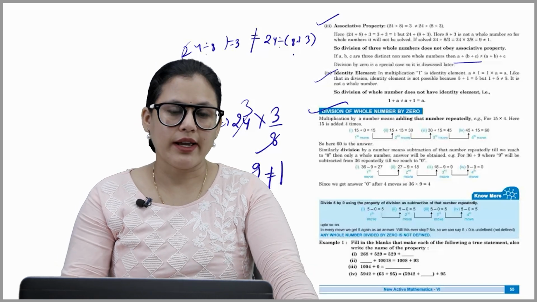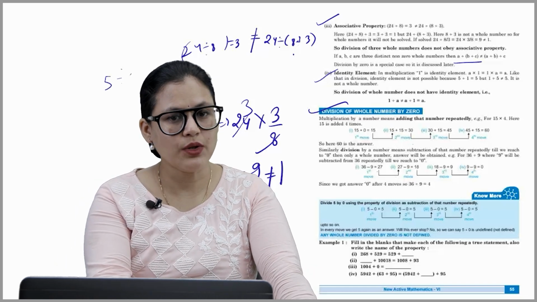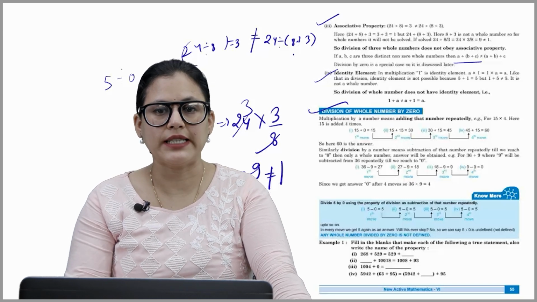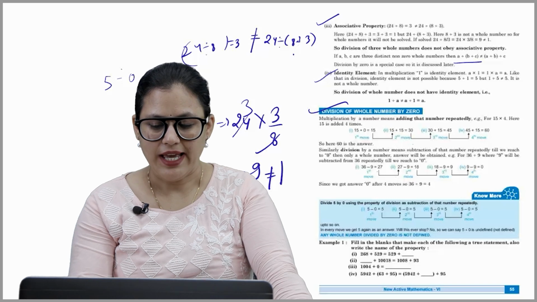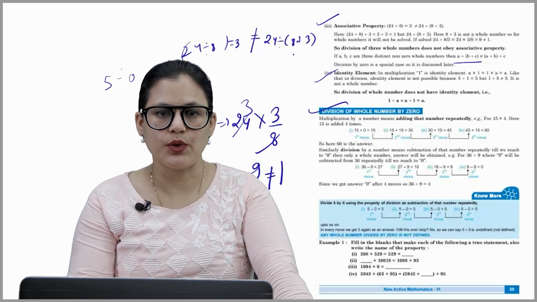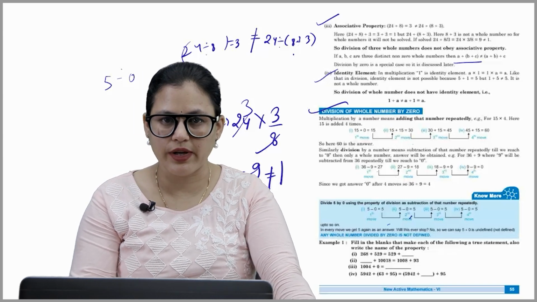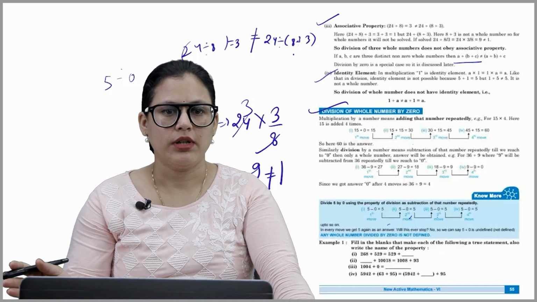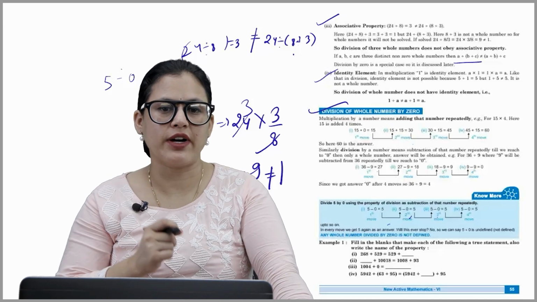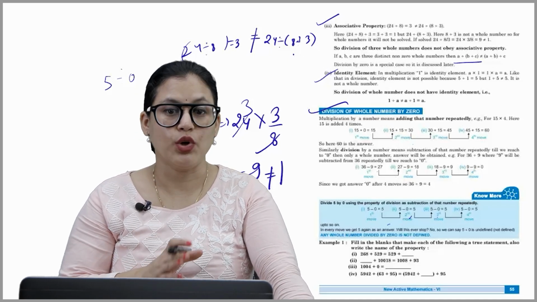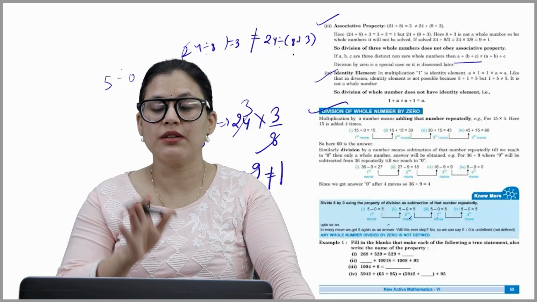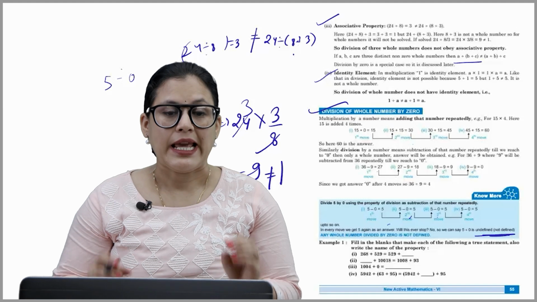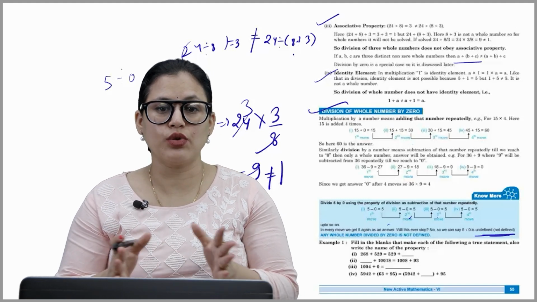Now, divide 5 by 0, using the property of division as repeated subtraction of that number. 5 minus 0 is equal to 5. 5 minus 0 again is equal to 5, and so on. In every move we get 5 again as an answer. Will this ever stop? No. So we can say 5 divided by 0 is undefined, meaning not defined. Any whole number divided by 0 is not defined.